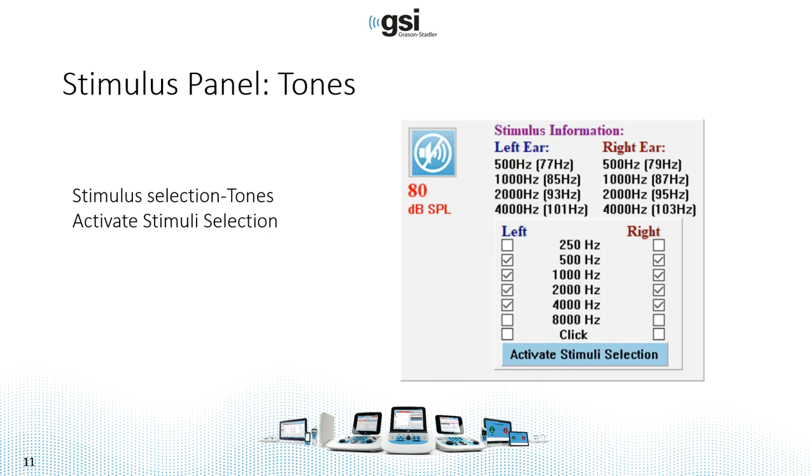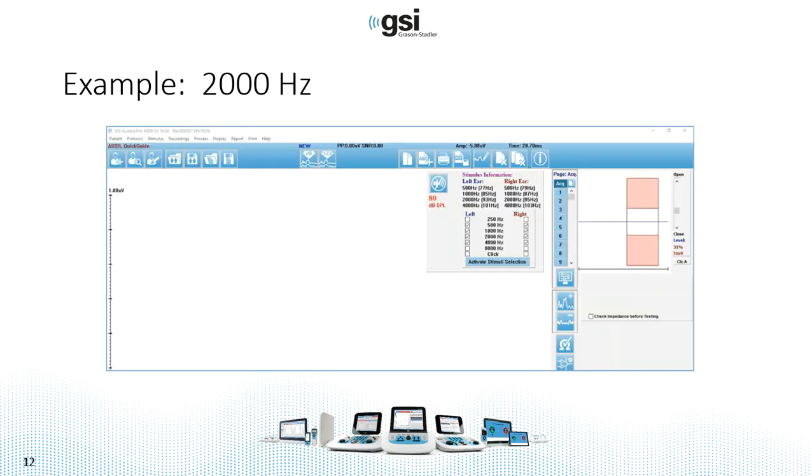When you select the stimuli, you also have to select Activate Stimulus Selection. And when you do that, the frequencies that will be tested will appear above that area. So let me show you how that works. In this case, I'm going to deselect 500, 1,000, and 4,000 hertz in both ears. I'm going to select Activate Stimulus Selection, and I'm going to wait a few seconds until I only see 2,000 hertz, which is the frequency that I want to test.